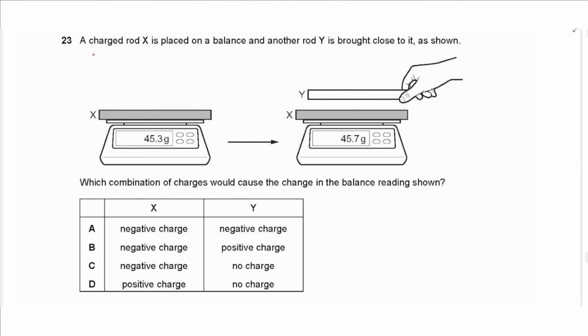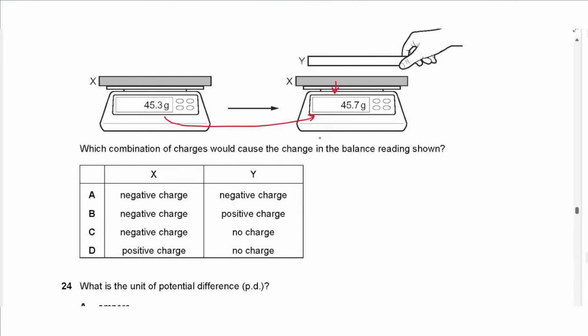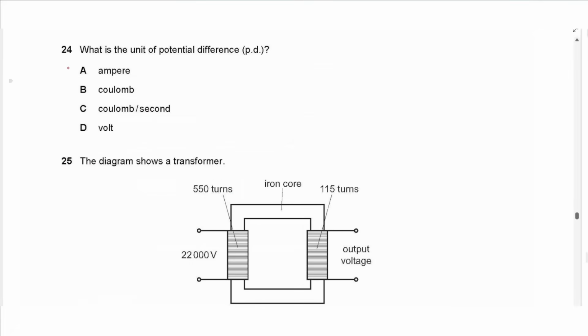Question 23 says, a charged rod X is placed on a balance and another rod Y is brought close to it. So when rod Y is brought close, the reading on the balance increased, which means the rod X is pushed down, so this is repulsion. And repulsion can only occur when there are like charges, so negative and negative is okay. Positive and negative, no. Even if there is an uncharged rod, there will be an attraction force, so the answer is A.